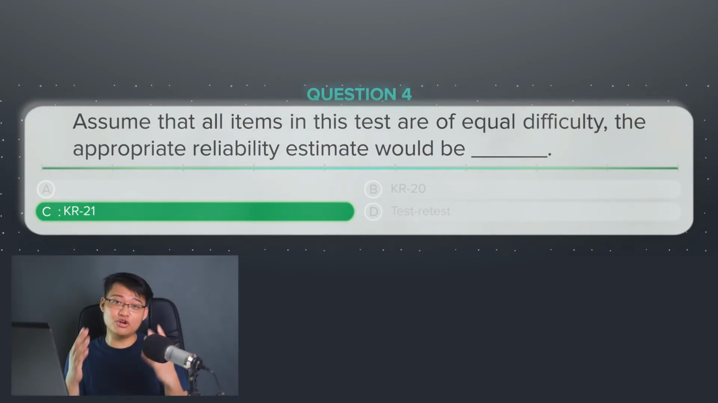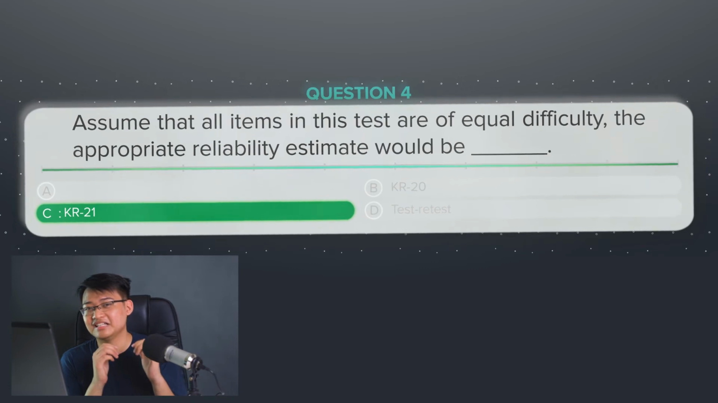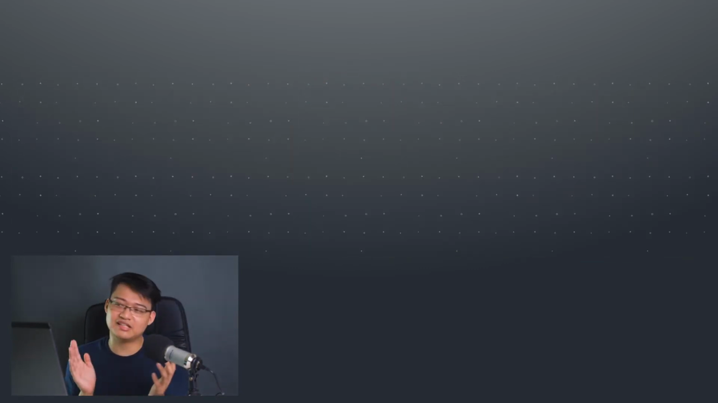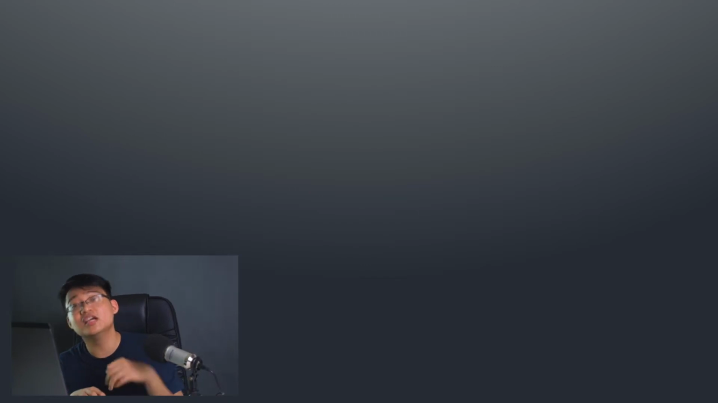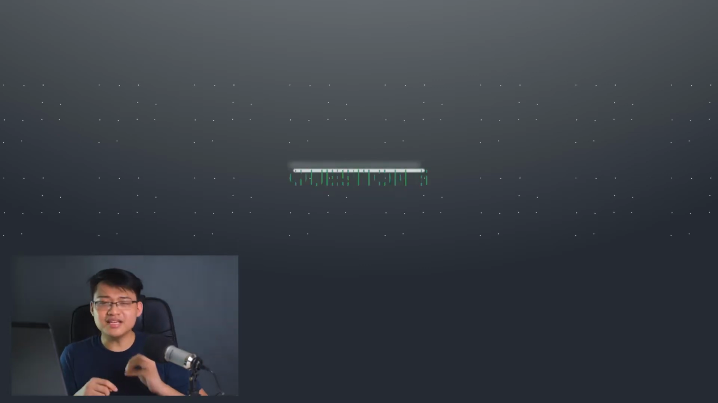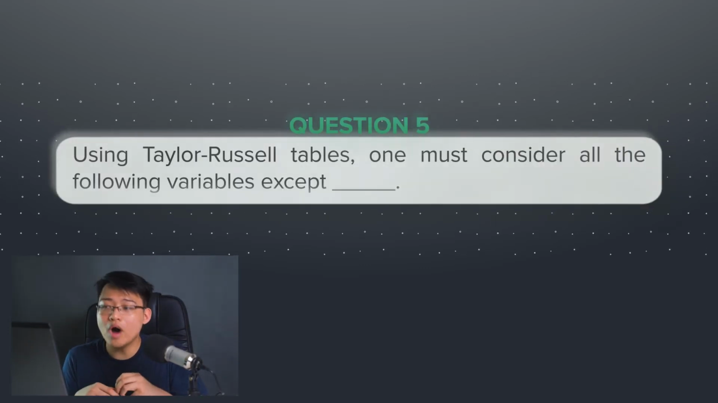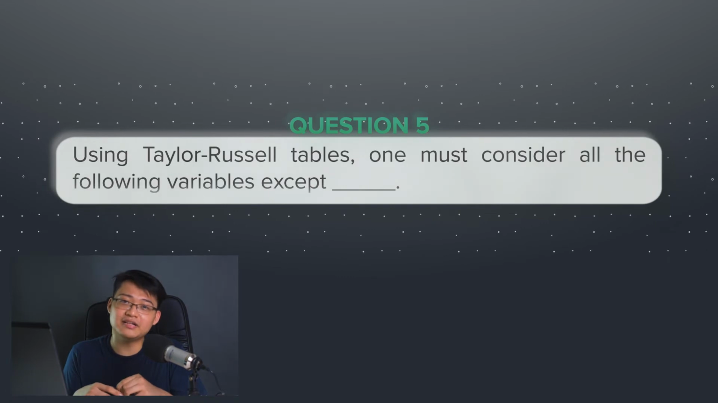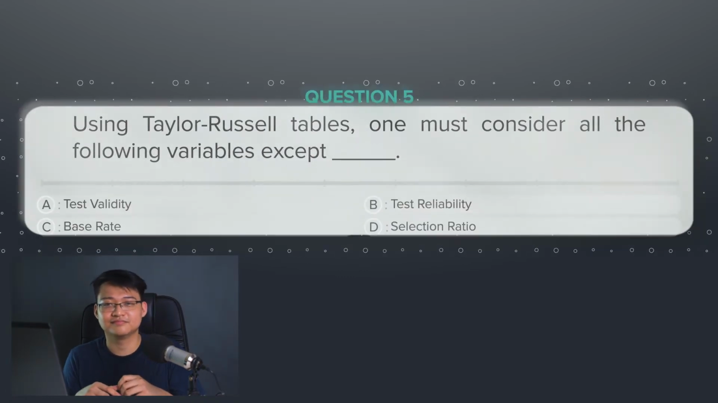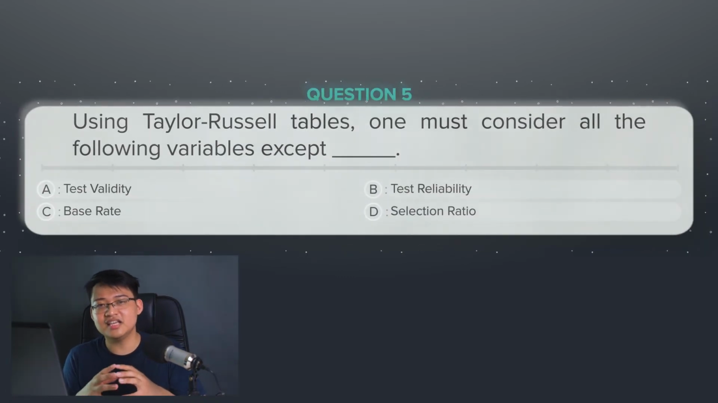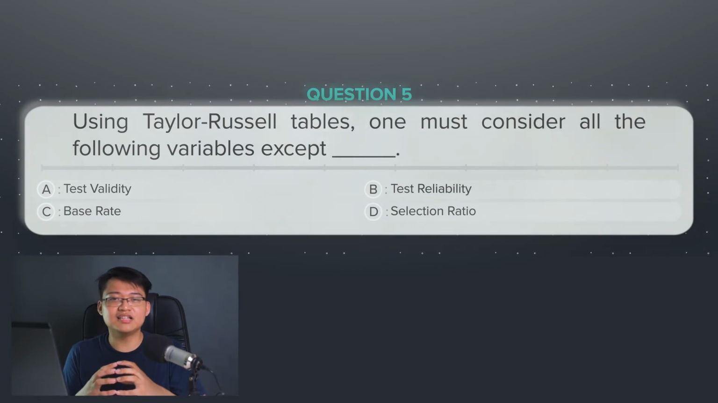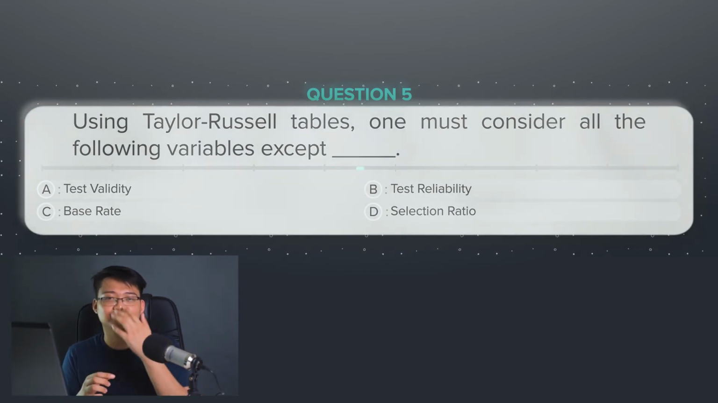Again, we are assuming, although it's not a warranted assumption, that's what the item is asking, if we can assume that all items in this test are of equal difficulty, and this is a right or wrong test, we use KR21. Using Taylor-Russell tables, one must consider all the following variables except A. Test validity, B. Test reliability, C. Base rate, or D. Selection ratio.